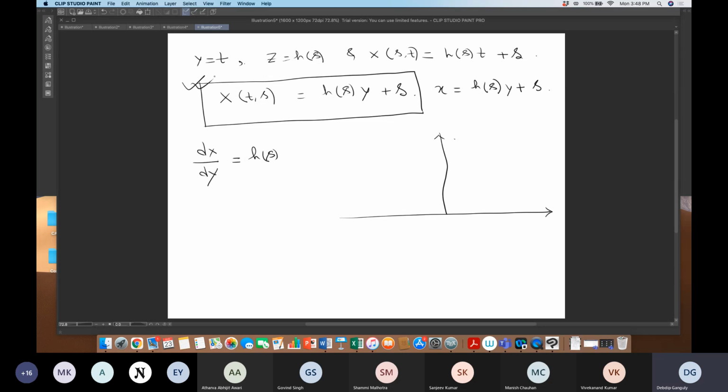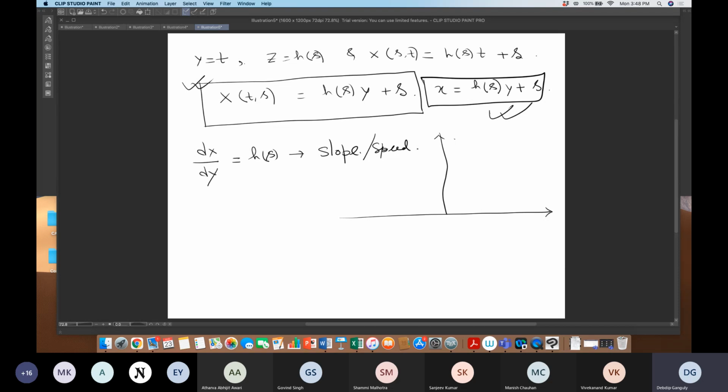So what is the equation of this? Line. So what is dx by dy? The slope. So what is the slope? h of s. Yes, slope or the speed. Speed of the curve is h of s.